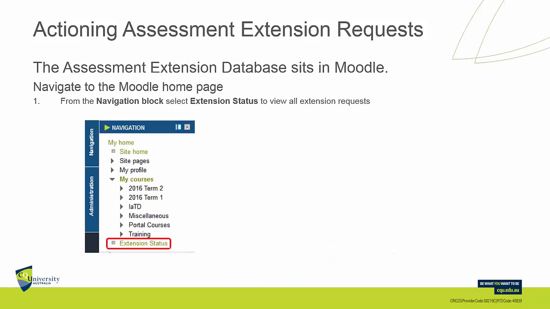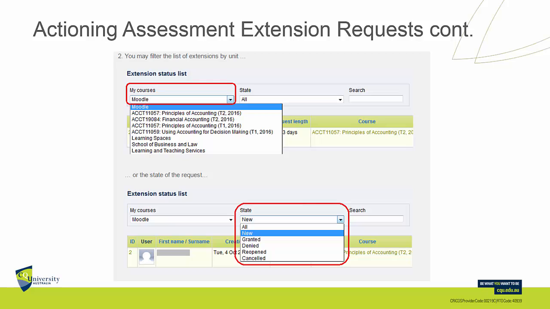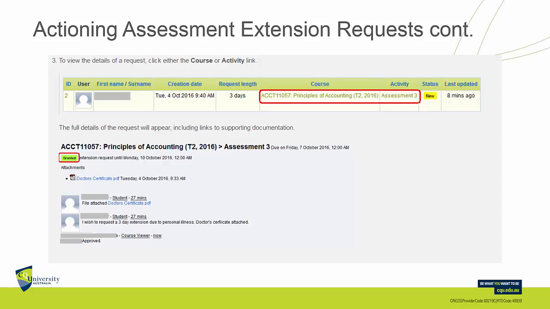The other way is to access all pending requests in Moodle by following these steps. The assessment extension database sits in Moodle. Navigate to the Moodle homepage. From the navigation block, select Extension Status to view all extension requests. You may filter the list of extensions by unit or the state of request. Alternatively, if you wish to view all requests relating to a particular student, you can type their student number into the search field. To view the details of a request, click either the course or activity link.